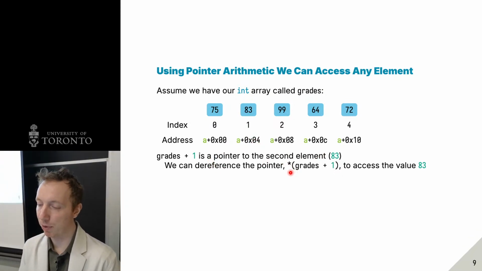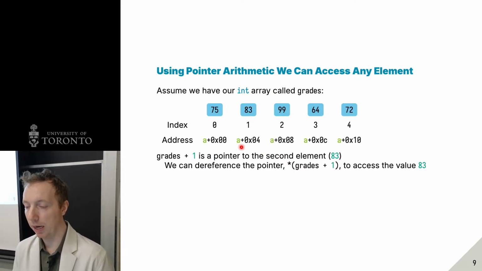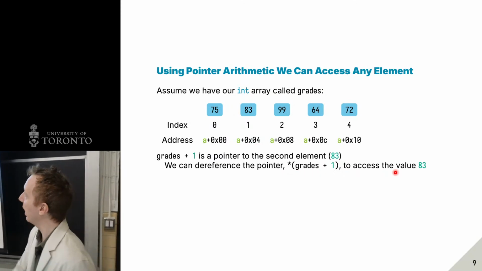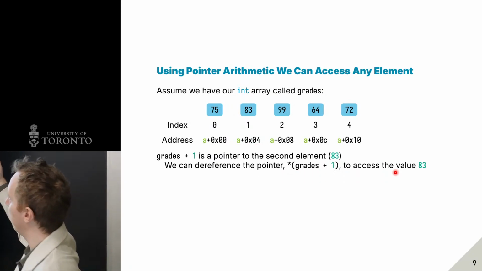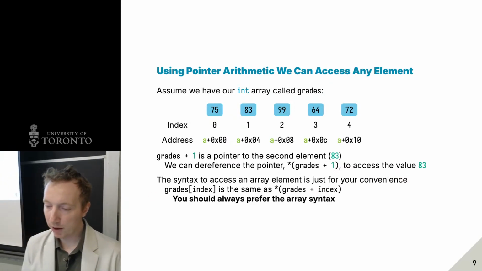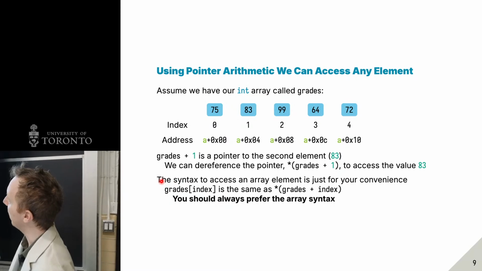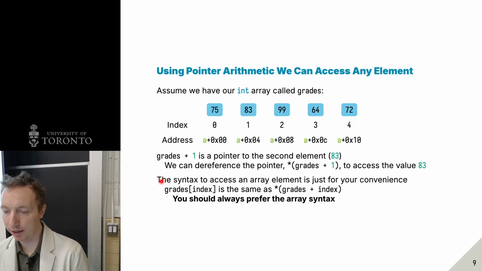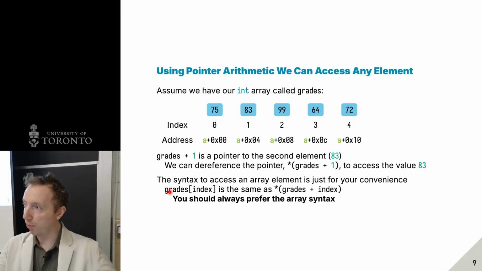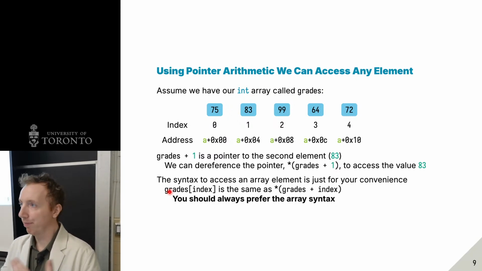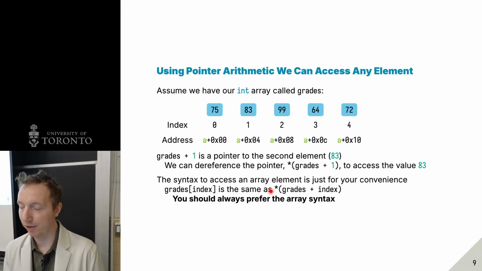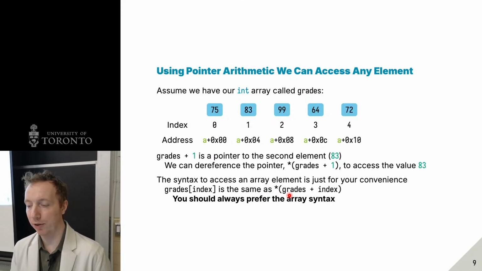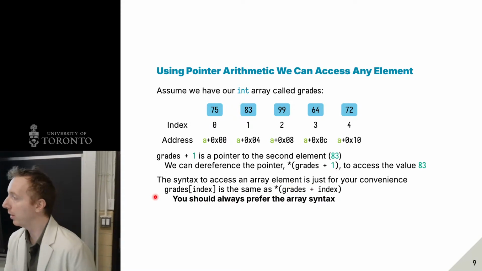If I dereference that pointer, so if I dereference grades plus 1, then I get access to that actual value, 83. So it turns out that the syntax to access an array element is just for your convenience. You can write one or the other, they mean the same thing. Before we wrote grades and then square brackets index, it's just a shorthand. What it really does is save you from writing the dereferencing yourself, because it transforms that into pointer arithmetic, where it does grades plus index and then dereferences it. But these two things are exactly the same.